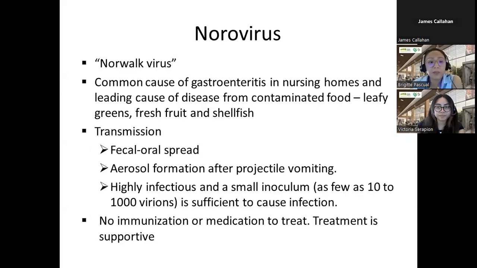Next slide, please. Norovirus or Norwalk virus is the common cause of gastroenteritis in nursing homes and the leading cause of disease from contaminated food, which includes leafy greens, fresh fruits, and shellfish. Norovirus can be spread either by direct person-to-person contact or by fecal contamination of food or water and aerosol formation after projectile vomiting. Residents can be infected by touching surfaces or objects contaminated with norovirus, or having contact with residents who are infected.